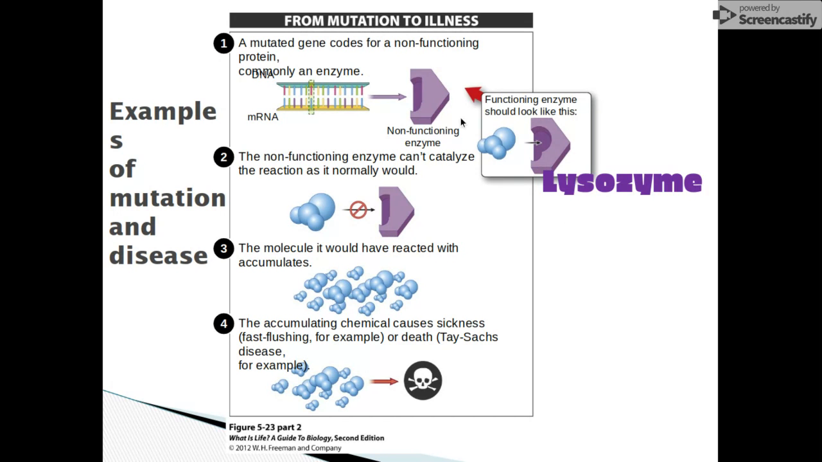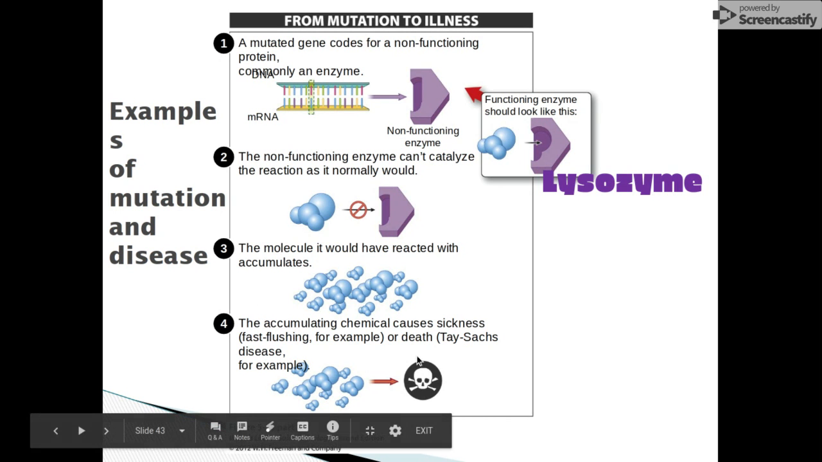So examples of mutation and disease. Sorry about the formatting here. When it copied over, it did not do a very good job. So we've got a mutated gene code for a non-functioning protein for an enzyme. So we have some sort of mutation here. And so we've got this enzyme that no longer fits its substrate. It can't fit into the active site because its shape has changed. So we can no longer break down this molecule like it normally would have. That molecule builds up within the body and it causes some disease, potentially death.